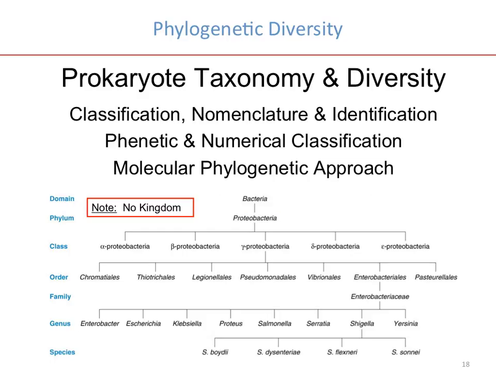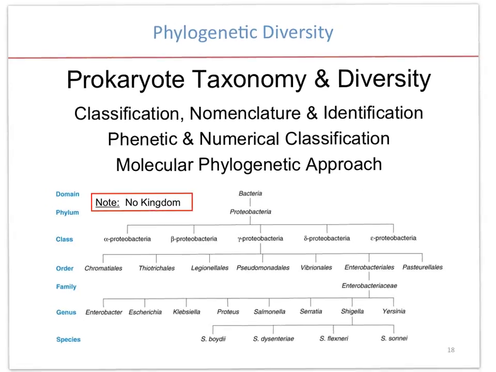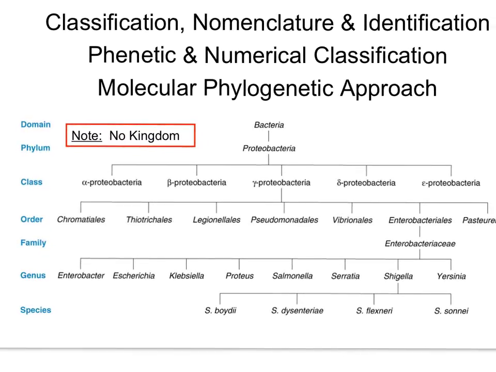I'm sure there's a mnemonic to help you remember it, but I don't remember the mnemonic. The levels are domain, phylum, class, order, family, genus, and then species. So you can see the organization here. I have this set up so that it goes through and you can recognize some of your favorite organisms.